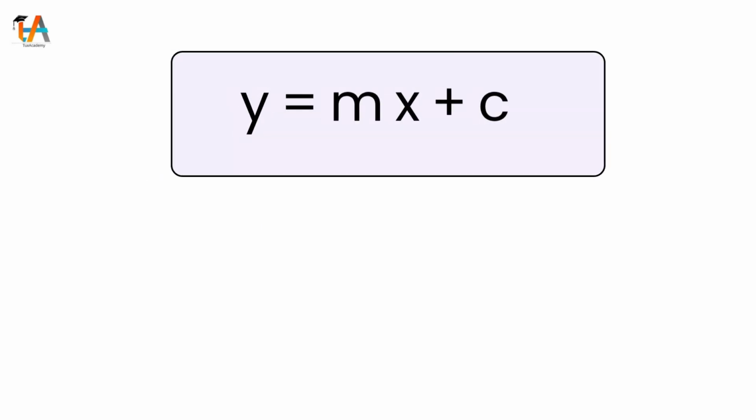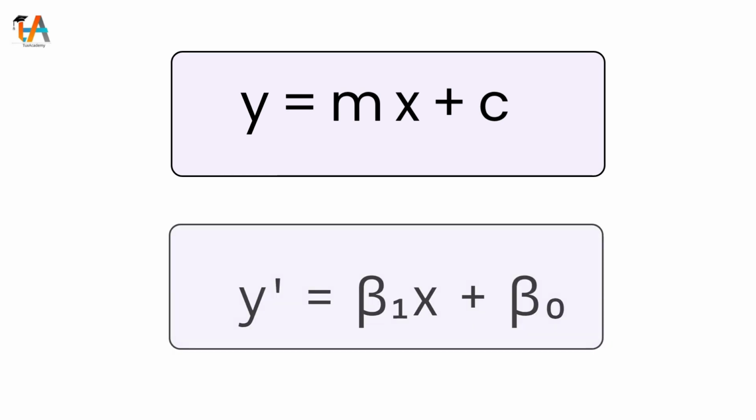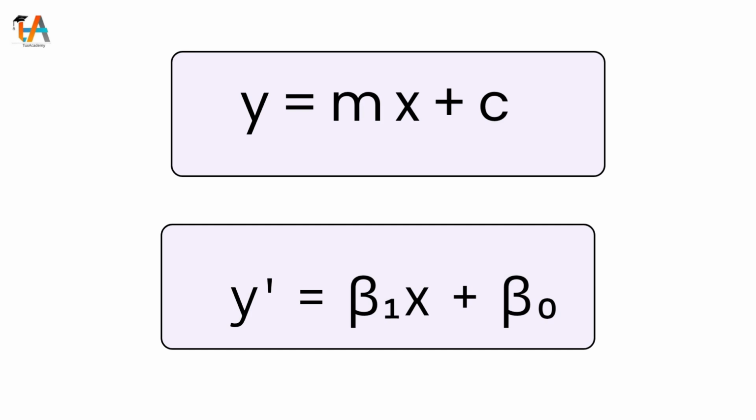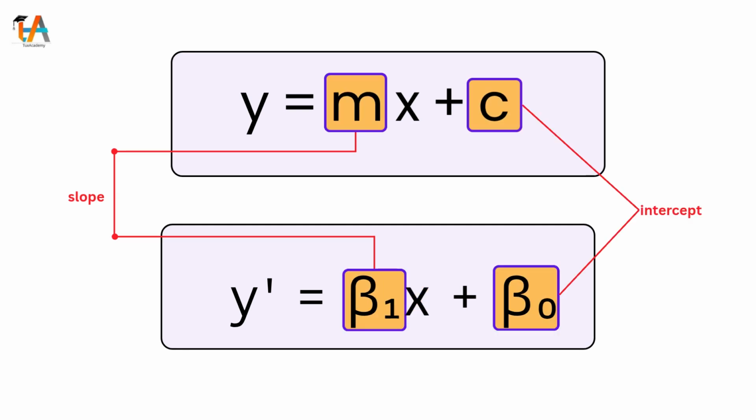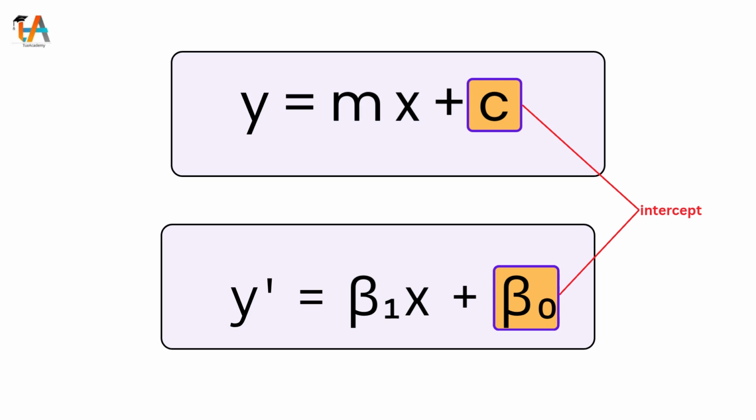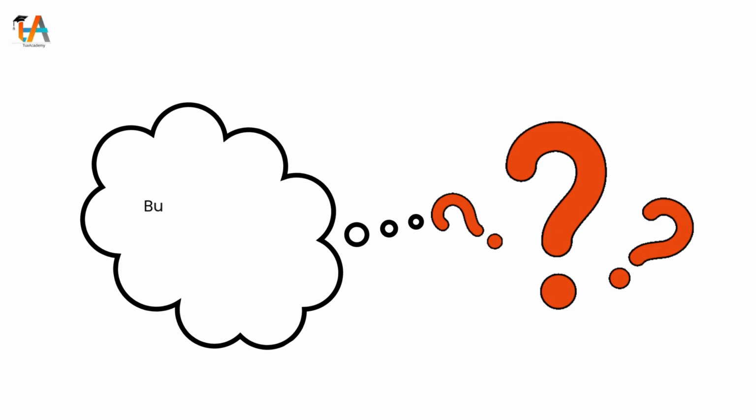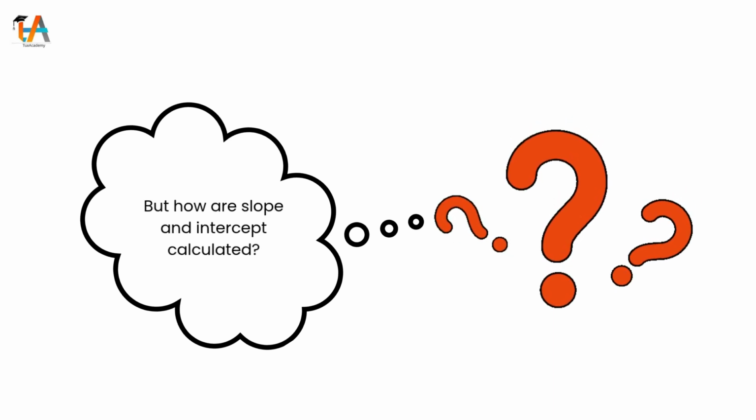Rewriting the straight line equation in terms of the linear regression equation becomes y' = β1x + β0, where y' is the predicted value of y when x is given. Beta 1 is the slope, equivalent to m, and beta 0 is the intercept, equivalent to c, in the straight line equation. But how are slope and intercept calculated?